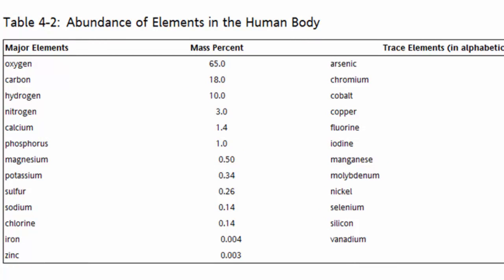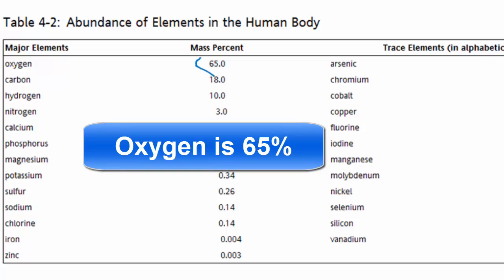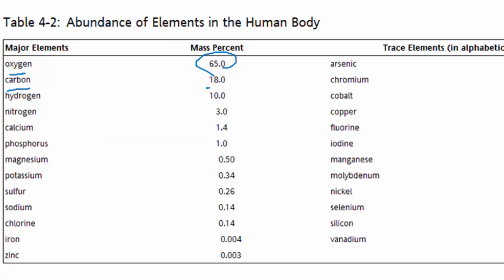Oxygen we see is the highest one. So oxygen is number 1 at 75%. Number 2 spot we have carbon at 18%. Number 3 spot we have hydrogen at 10%. Number 4 spot we have nitrogen at 3%. And then we have calcium, which makes up our bones and our teeth, at 1.4%. Then we have phosphorus at 1%.